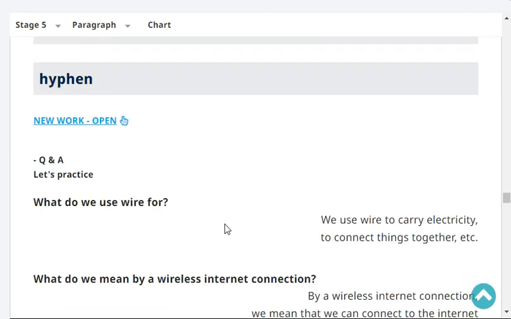Very good. Okay, what do we use wire for? We use the wire to carry electricity or to connect things together. Very good.